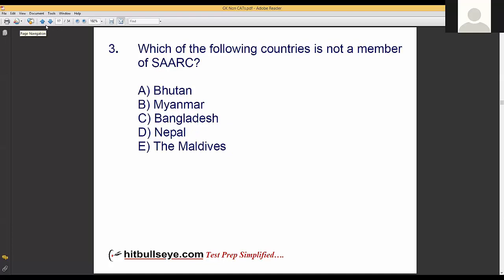Next, which of the following countries is not a member of SAARC? Not a member of SAARC. Okay, so SAARC again is a multilateral group of 8 countries, out of which Myanmar, option number B, is not a member.